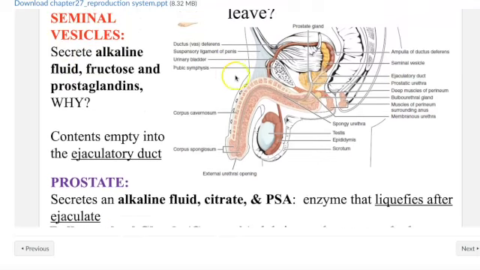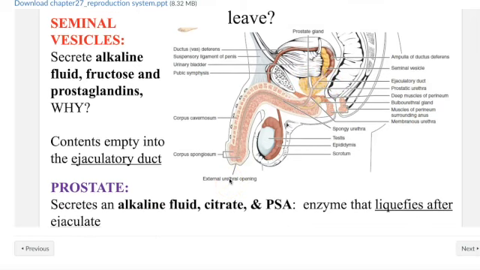So here you have the vas deferens, right? We saw the vas deferens. Here is the ampulla. Here is the seminal vesicle that will release all these things. Then it's going to go into the ejaculatory duct and then out to the urethra. There is also the prostate gland, which will also help release some of these things. The sperm only makes up about 5% of the semen.